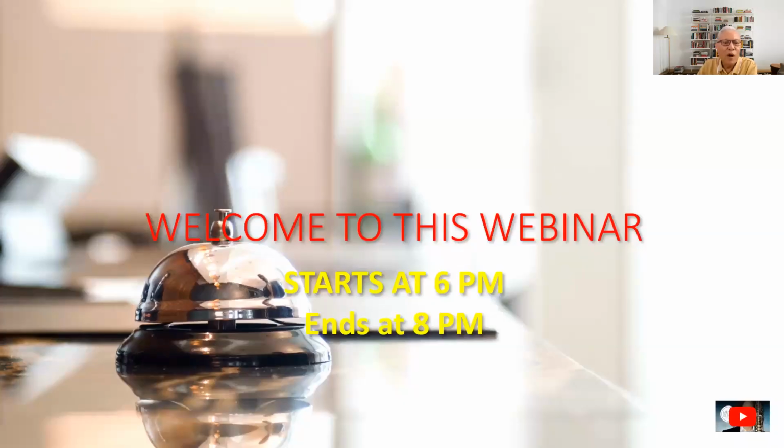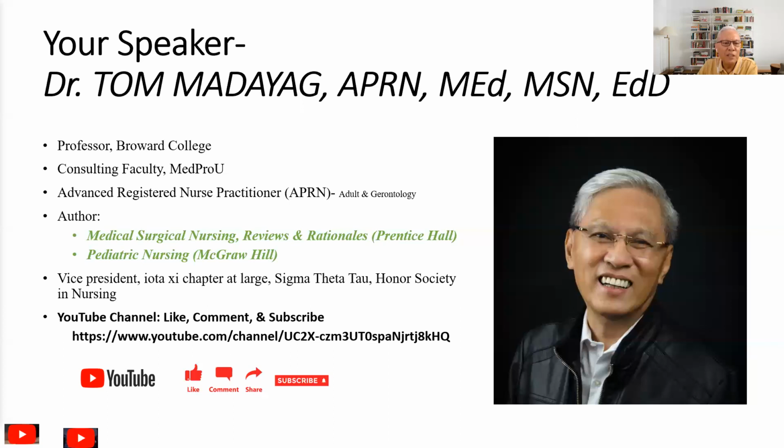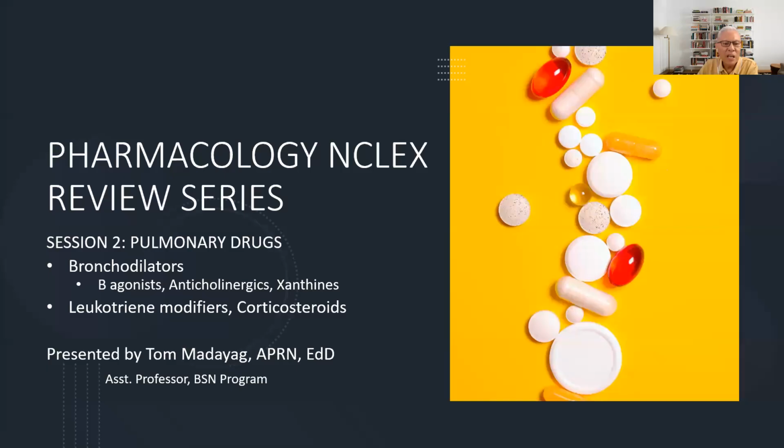All right, so welcome to part 2 of the pharmacology series. In this particular lecture, we're going to cover bronchodilators. So we're going to center on pulmonary drugs. The bronchodilators that we're going to be talking about this evening are the beta agonists, the anticholinergics, as well as the xanthines. And if time permits, we're also going to talk about leukotriene modifiers, as well as corticosteroids.